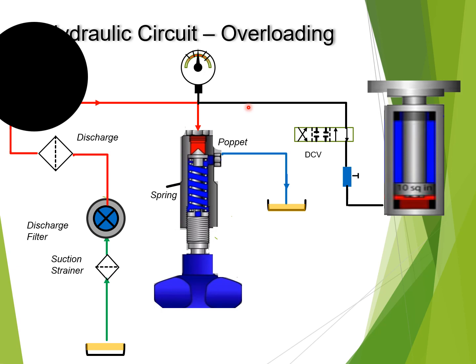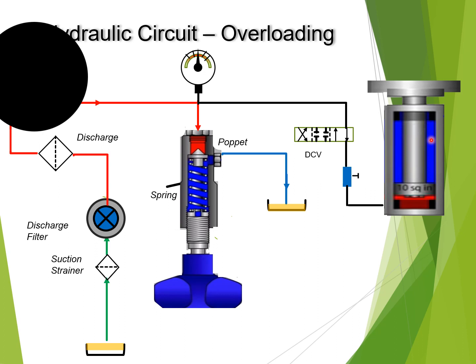So what is overloading in a hydraulic circuit? Overloading actually is a situation where the requirement of one or more components in the hydraulic circuit goes beyond their capacity. The requirement for this cylinder is to lift 100 kgs, but its capacity is only 50 kgs. So the requirement has gone beyond the capacity of this cylinder. This is overloading.